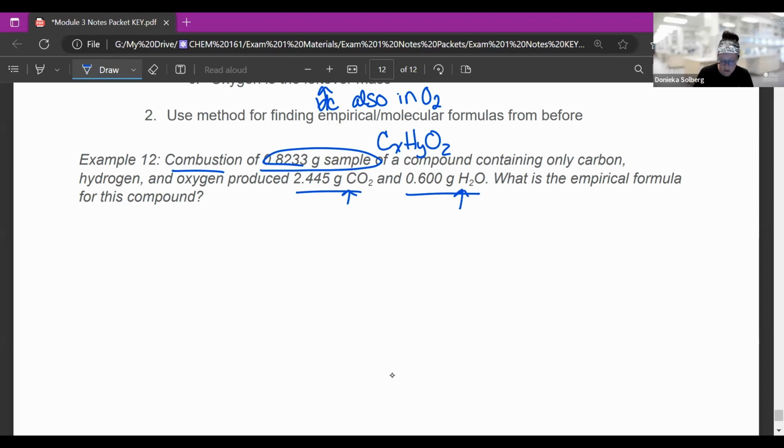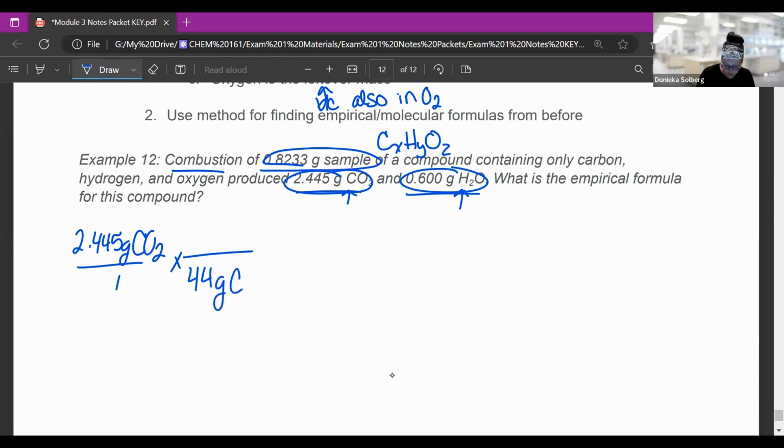So first we have to do stoichiometry with this and this. I do the reaction backwards to figure out how much carbon. All right, so I got 2.445 grams of CO2 over 1. The molar mass of carbon dioxide is 44 grams of CO2 per 1 mole of CO2. Now I need just the carbon part.